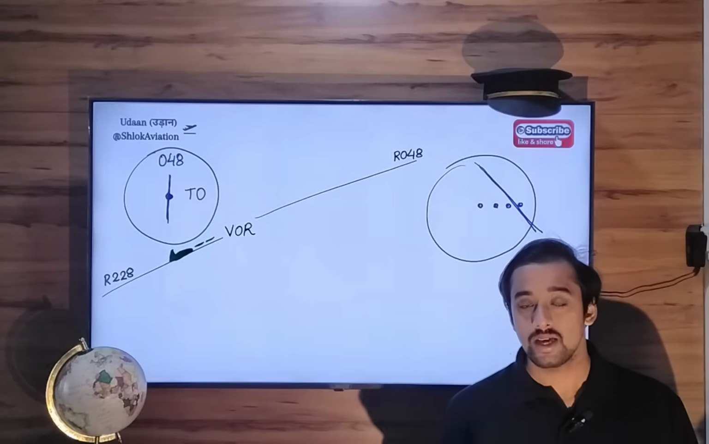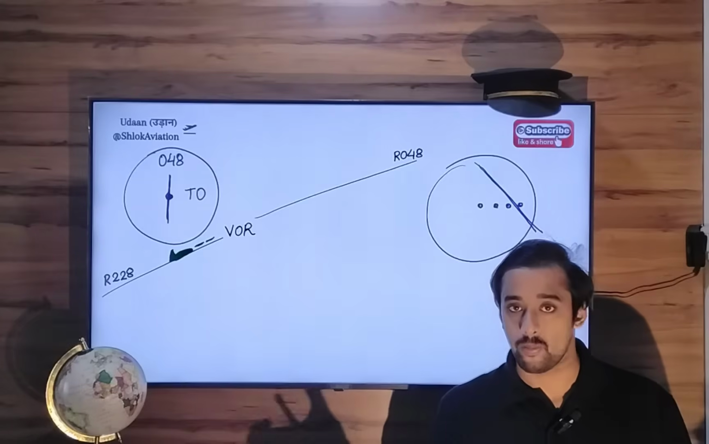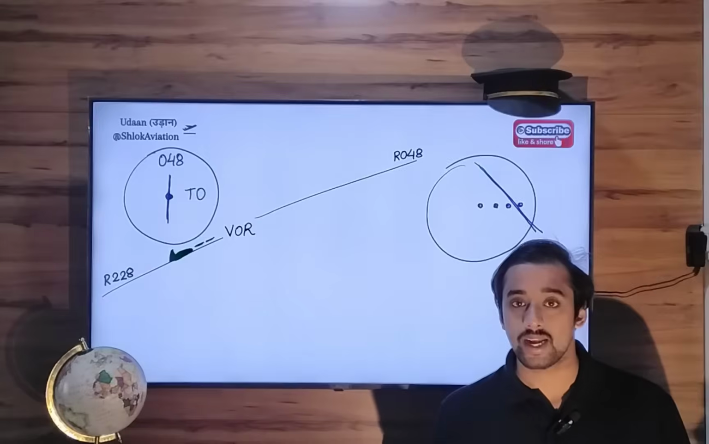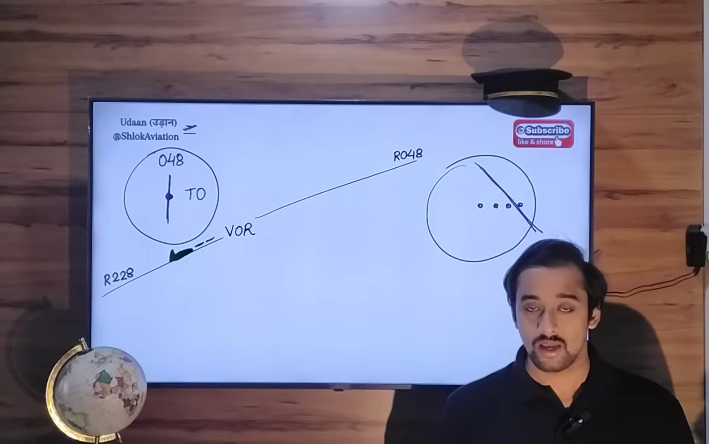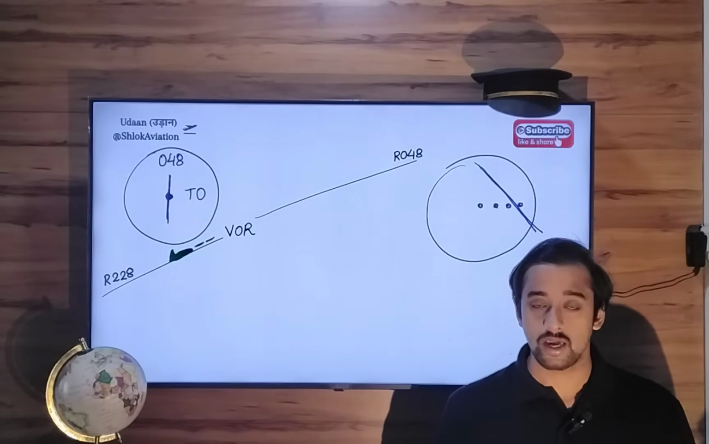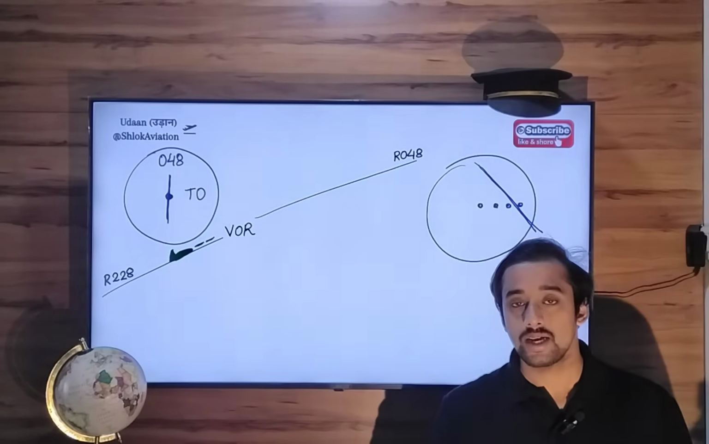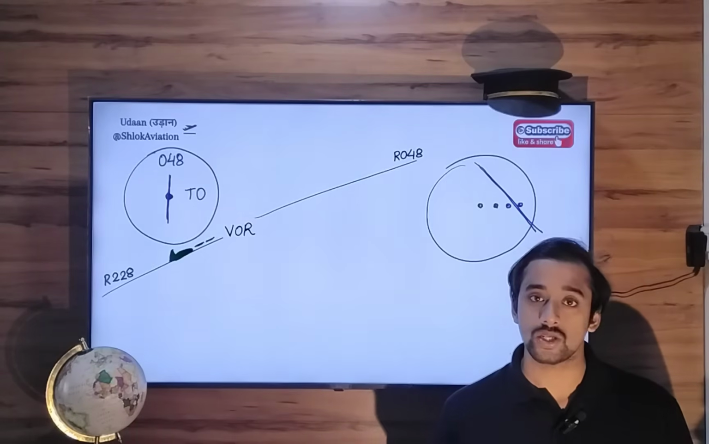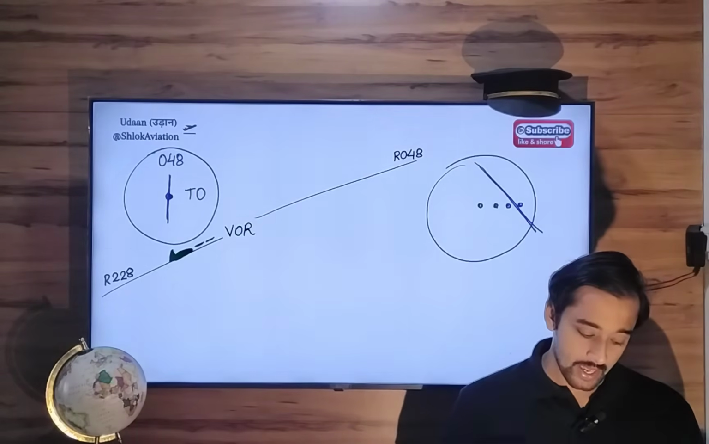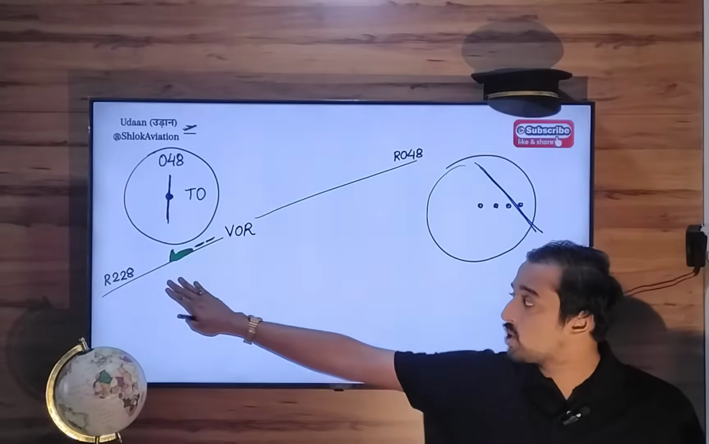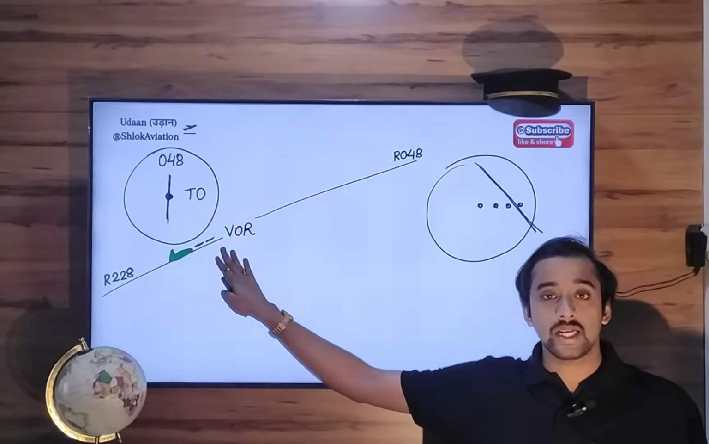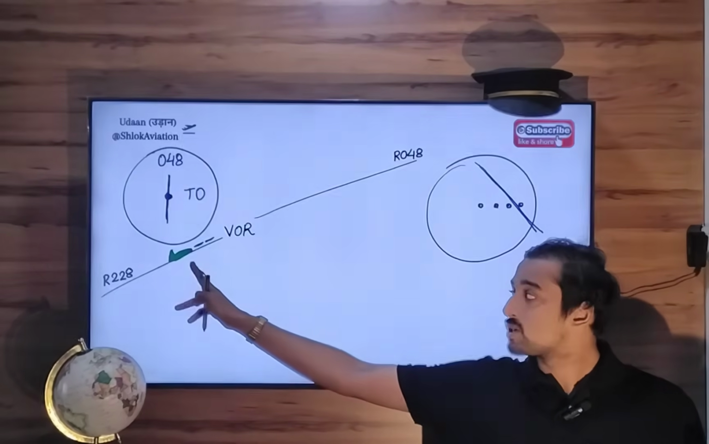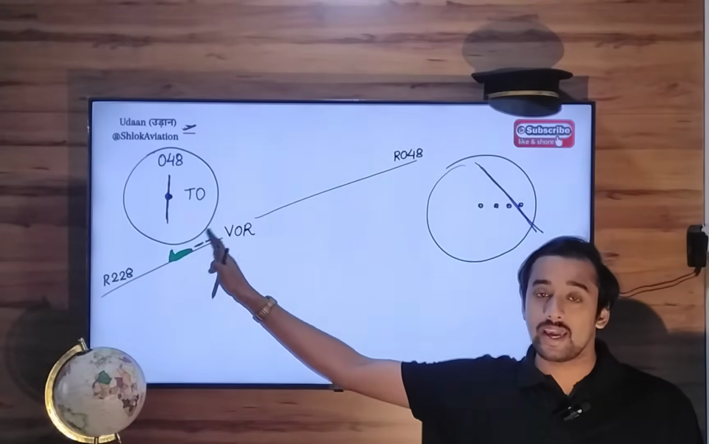Now the CDI needle gives us the solution to a problem. If it tells us to go right hand side, that means the aircraft has deviated to the left hand side, to the left of the selected course. If the CDI needle moves to the left hand side, that means the aircraft has deviated to the right side of the selected course in the OBS. So in this case, your aircraft should have been correctly established on radial 228 inbound. But the CDI needle has moved right hand side. That means the aircraft has moved somewhere to the left hand side, going inbound.